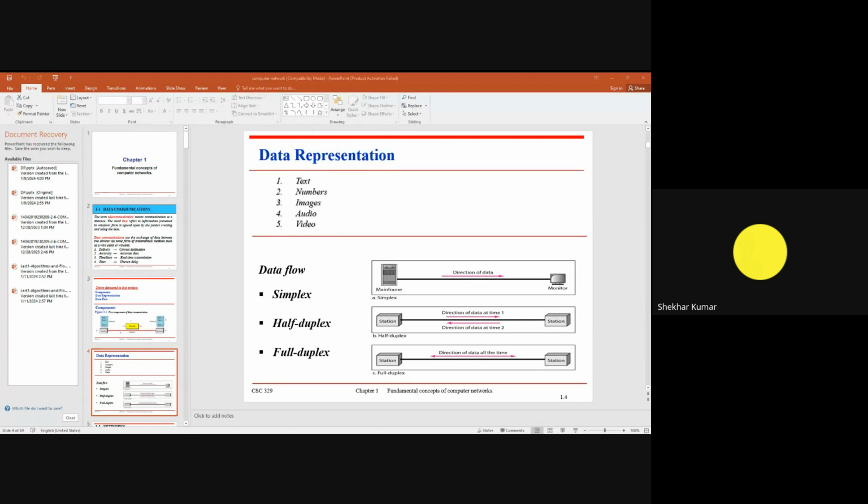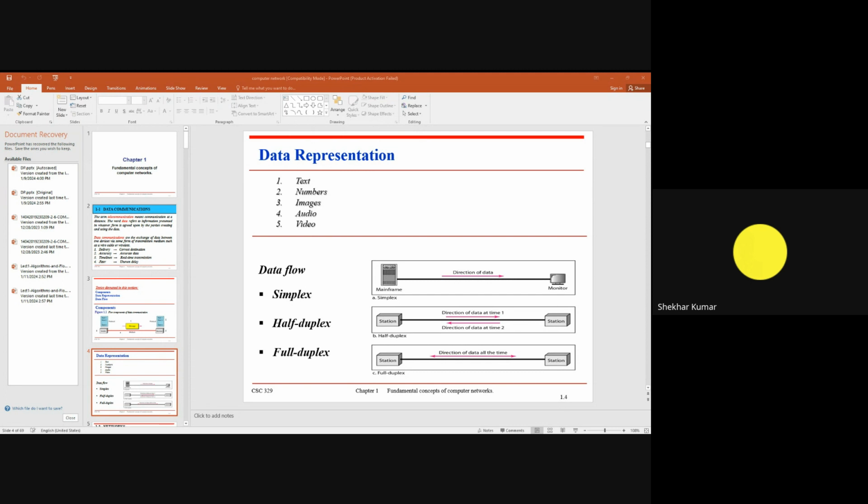The data can be sent asynchronously when the source and receiver are not following the timing, or synchronously when both the sender and receiver agree on the sequence. So there are 3 modes of data transmission. First is the simplex mode, another is the half duplex mode, and next is the full duplex mode. The first is simplex mode.